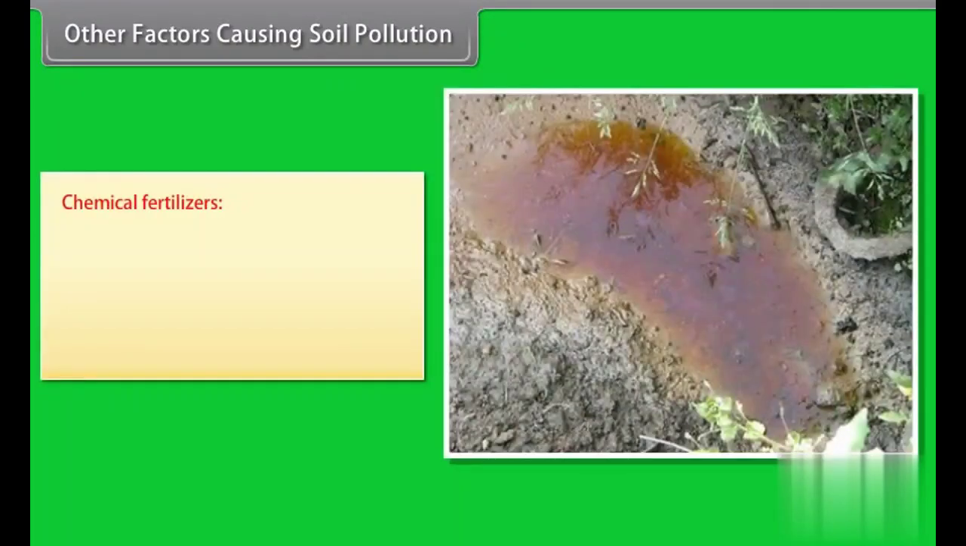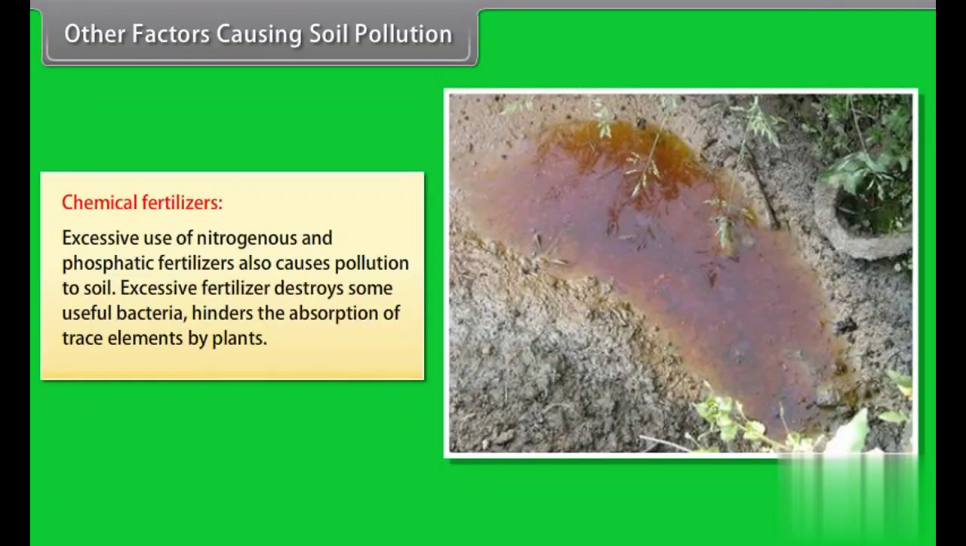Chemical fertilizers. Excessive use of nitrogenous and phosphatic fertilizers also causes pollution to soil. Excessive fertilizer destroys some useful bacteria and hinders the absorption of trace elements by plants.